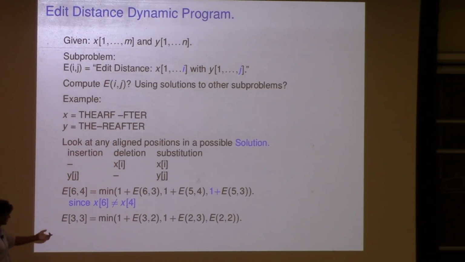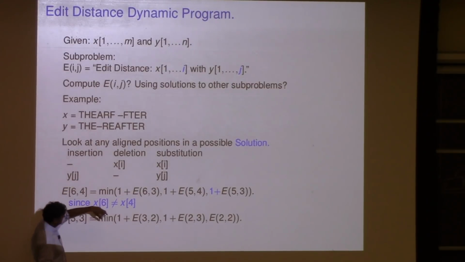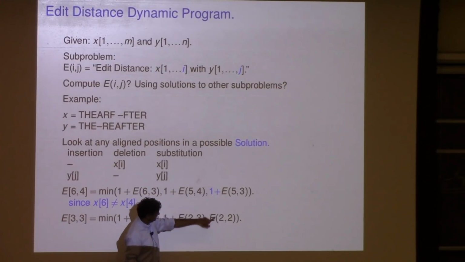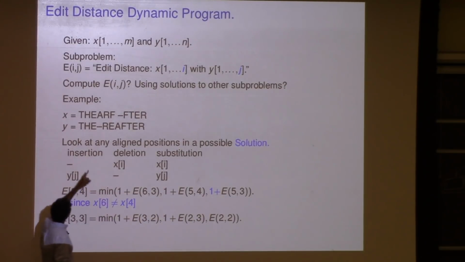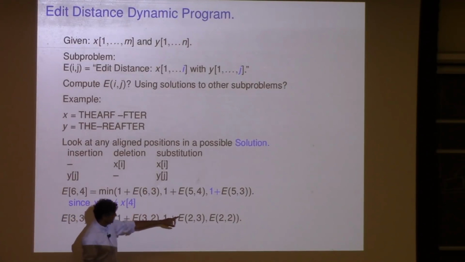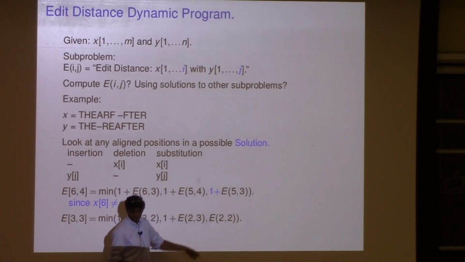Okay? For 3-3, you can do the same exercise. In this case, the difference here between this and this is that you have a +1 here. Here you don't have a +1 because at position 3 in both of these strings, you have an e. Okay? And so this one doesn't cost you anything. So you don't have the +1 in this case.